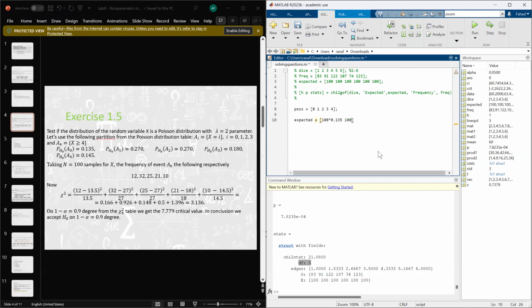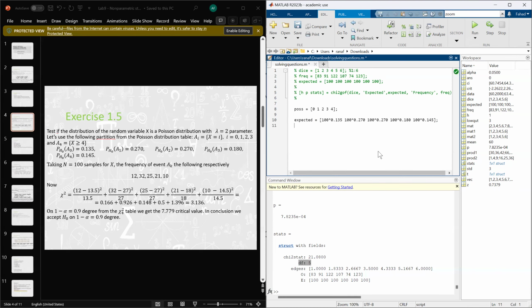The second one will be 100 multiplied by 0.27. By the way, these are in the notes as well. And the third value is also 100 multiplied by 0.270. Fourth is 100 multiplied by 0.180. And the fifth value is 100 multiplied by 0.145. 1, 2, 3, 4, 5. Okay, these are the expected values.